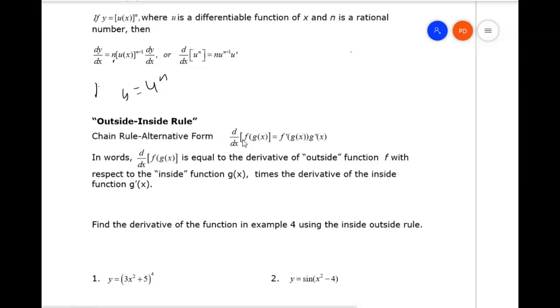There's two ways to look at it. You bring the n down in front just like you did before and reduce the power by 1, and keep the stuff inside the same and multiply by the derivative of what's inside. There's two ways of writing that. This is Newton's notation. This is Leibniz's.